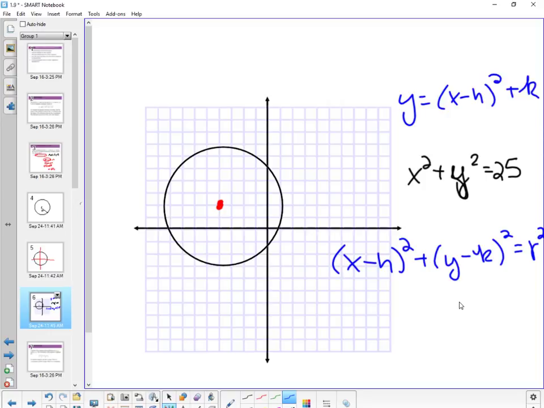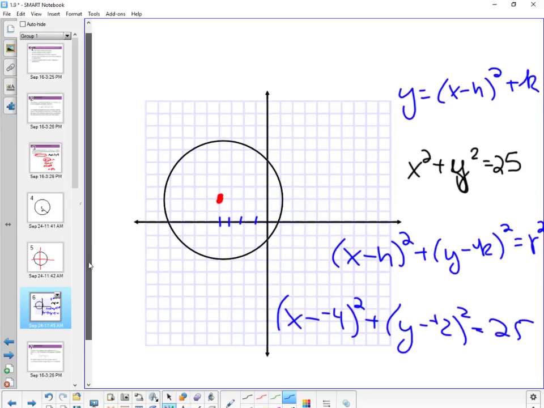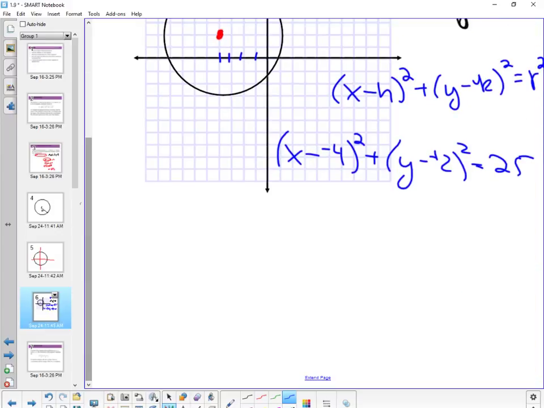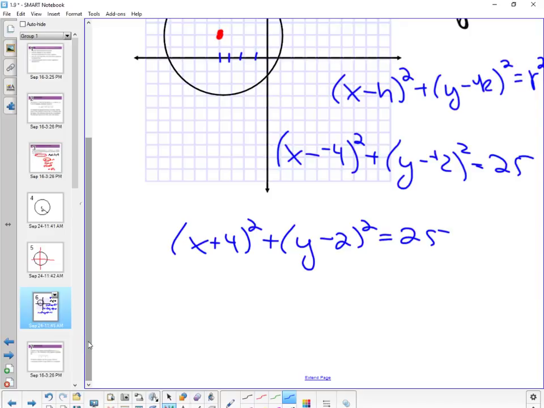How many units did I move to the left? From here I went 1, 2, 3, 4. That's a negative 4, right? So x minus a negative 4 squared. Now let's take a look at the y piece. How many units did I move up on the y? 2. That's a plus 2, right? And we still have a radius of 25? Cool. So that means that the formula to this new circle is x plus 4 squared plus y minus 2 squared is 25.